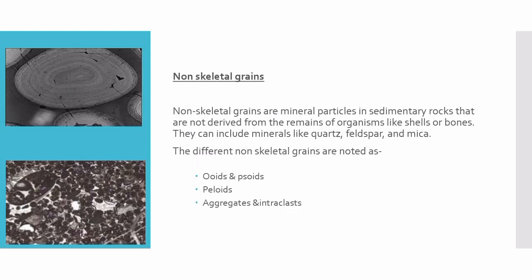Coming to non-skeletal grains, they are mineral particles in sedimentary rock that are not derived from the remains of organisms like shell or bones, and they include minerals like mica, feldspar, quartz, etc. The different types of non-skeletal grains are ooids, pseudoids, peloids, aggregates, and intraclasts.